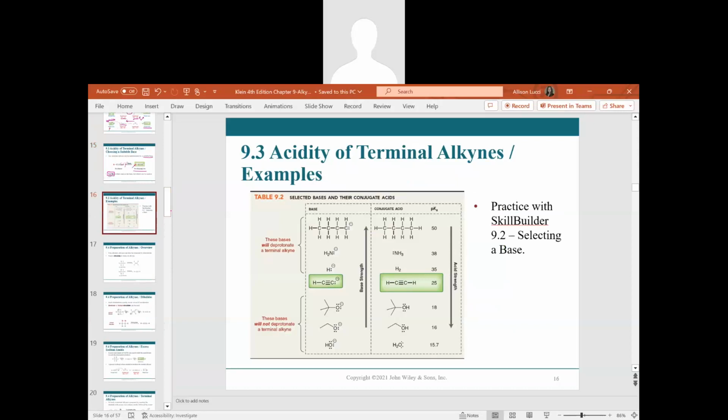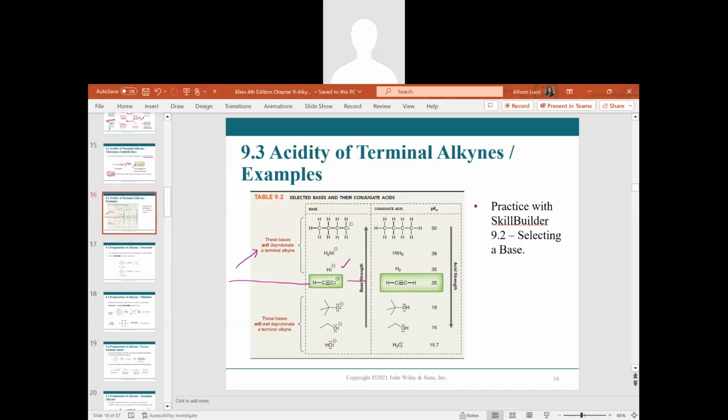So how do we choose a suitable base that could deprotonate our alkyne? Well, we see that these bases up here, everything above this line in increasing base strength, will be able to deprotonate a terminal alkyne.